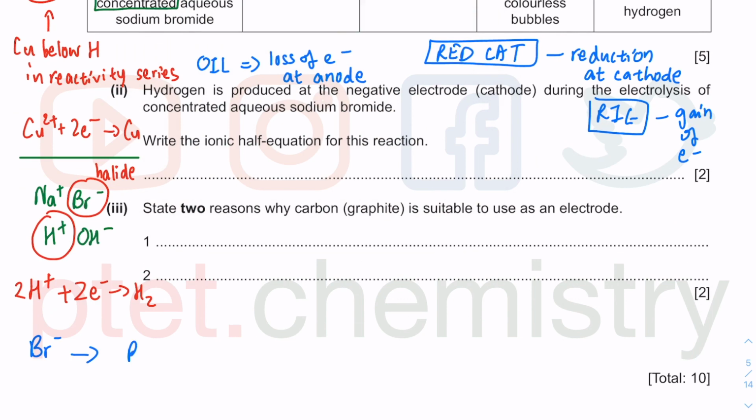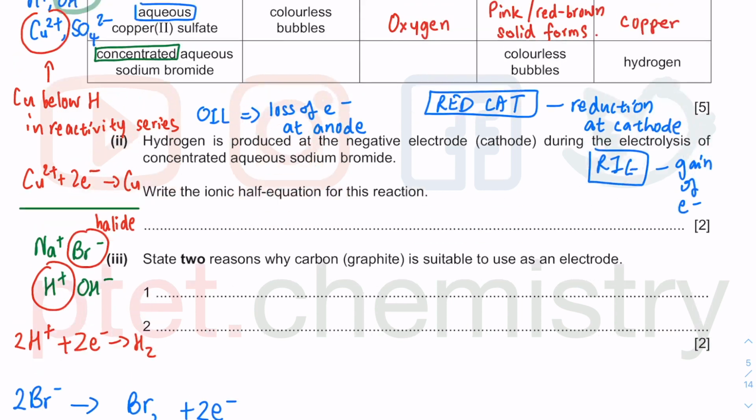The Br minus gets oxidized to Br2. The Br minus loses the electrons. We count the atoms, 2 Br there. So 2 Br minus, and minus 1 times 2 is minus 2. So I needed 2e minus there.